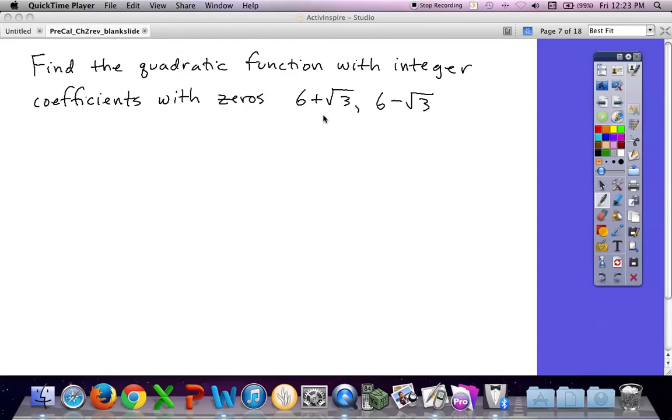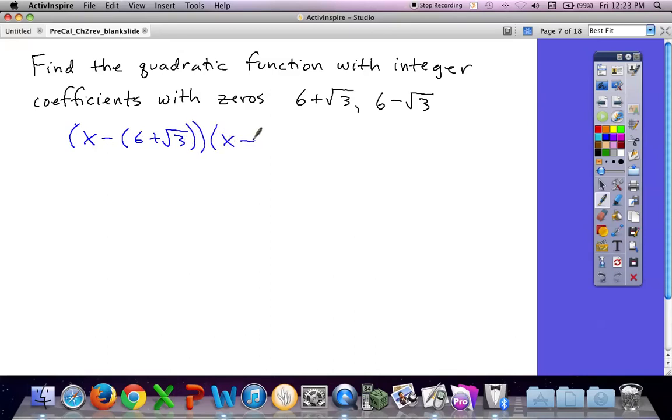Okay, how do I turn those zeros into factors? Put an x minus in front, right? It's important that you put the zero in parentheses after the x minus. x minus (6 plus the square root of 3), and x minus (6 minus the square root of 3). But every time it's x minus. The sign that changes is not here, it's here, inside the zero. It's not the x minus. It's always x minus in front when you make the factor.